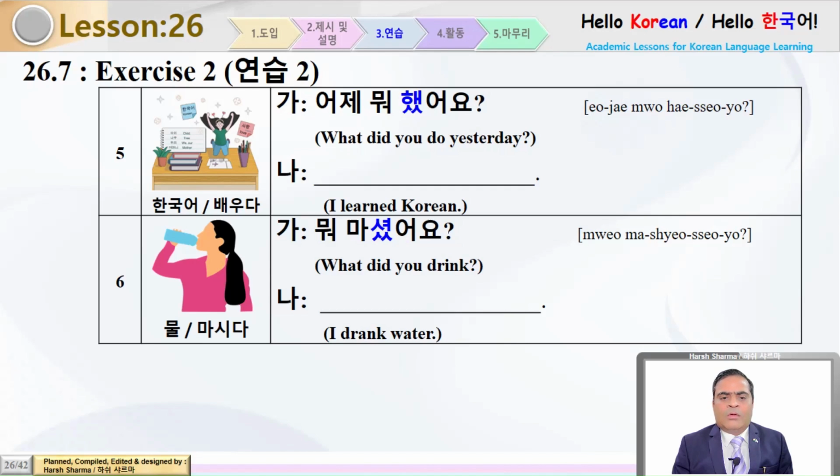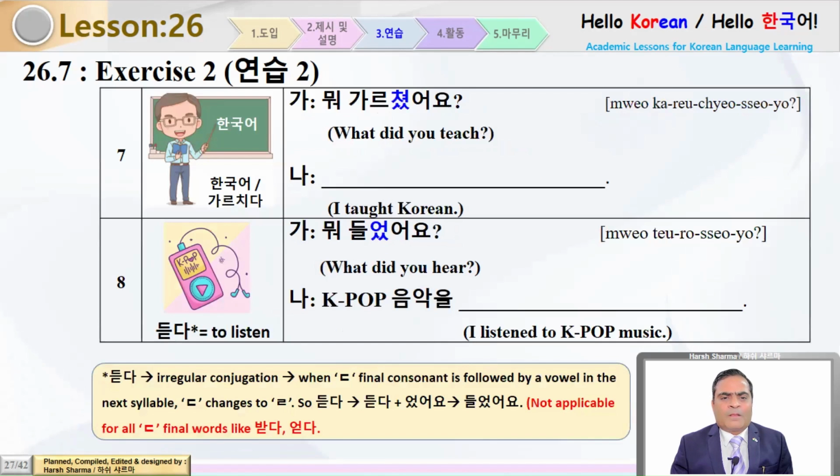Number 6. 뭐 마셨어요? What did you drink? I drank water. Now keep making these sentences, 여러분. Let's move to number 7. 뭐 가르쳤어요? What did you teach? 한국어, 가르치다. Below the picture. I taught Korean, 여러분.